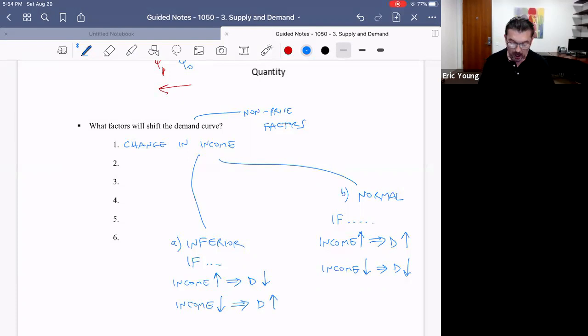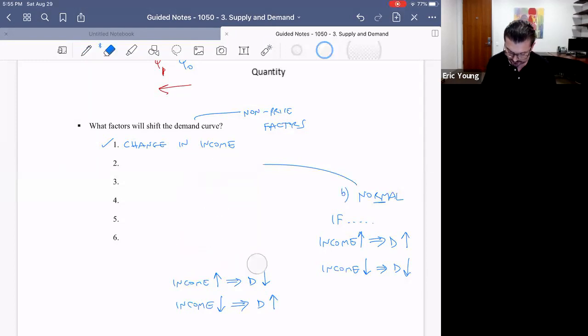Okay, so our first non-price factor, our first demand curve shifter, would be changes in income. We have to determine if we're talking about a normal good or an inferior good, but once you know that, you can determine how a change in income will change demand, and then in turn shift demand, like we just showed. Okay, so that's our first one, a change in income. Let me clear some space here, and then we'll get to our next one.